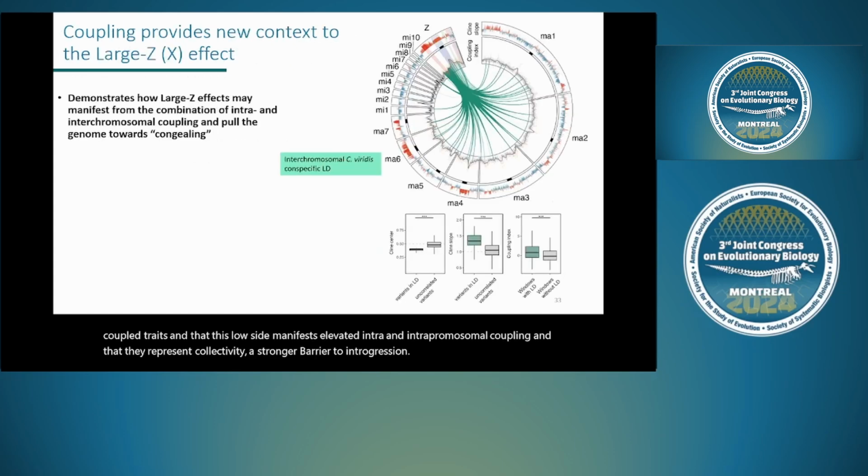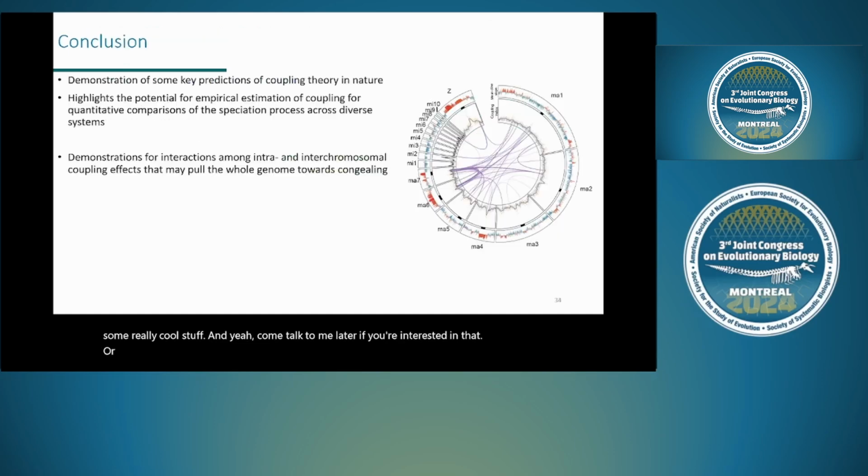I don't really have time to go into this, but I just wanted to mention that we found some really cool stuff about the large Z effect. So we found extremely elevated intra- and interchromosomal coupling. The interchromosomal coupling for the Z chromosome is through the roof. It's about 97% of all interchromosomal coupling that we find, and it's connected to all other chromosomes. So some really cool stuff. And yeah, come talk to me later if you're interested in that, or keep an eye out for our paper.